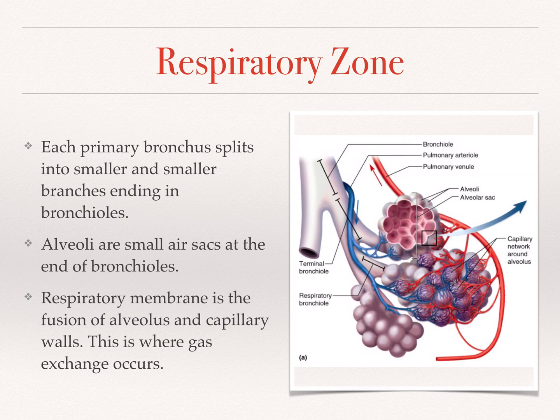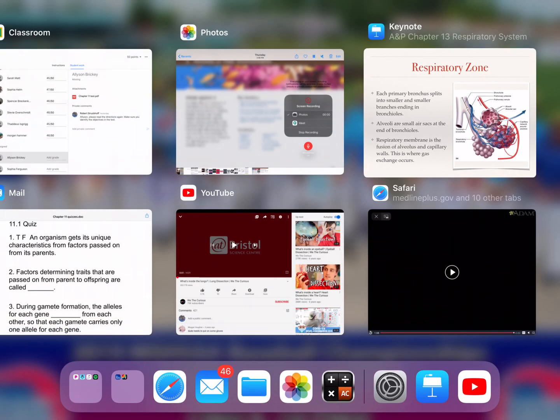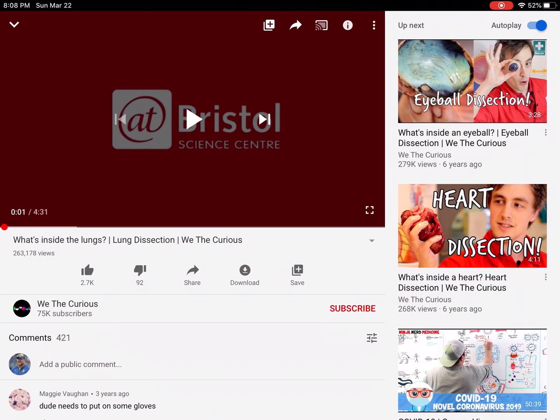And I do want to show you a video of lungs, because some people really don't know. They think lungs are just big balloons in their chest, but they're a little different than that. And this video is a pretty good video that explains what lungs are.